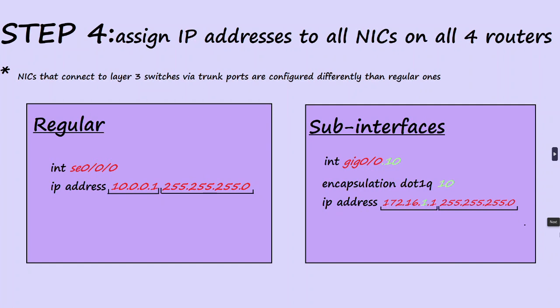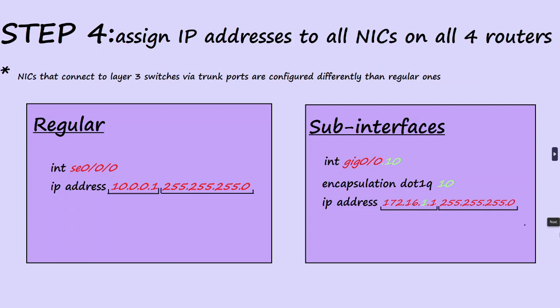So the regular commands are just int and then whatever interface you're dealing with, in this case serial 0/0/0, enter. And then the next line is ip address, say 10.0.0.1, and then you just put a space and then do the subnet mask. And I'm doing /24 subnet masks for everything just to keep things simple so I don't make an error. So 255.255.255.0.